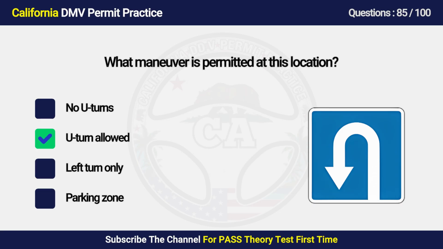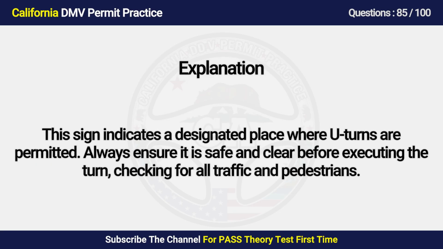Answer is B. U-turn allowed. This sign indicates a place where U-turns are permitted. Always ensure it is safe and clear before executing the turn, checking for all traffic and pedestrians.